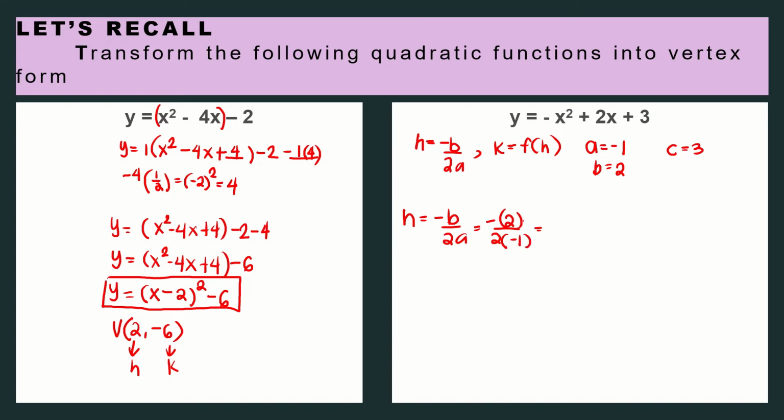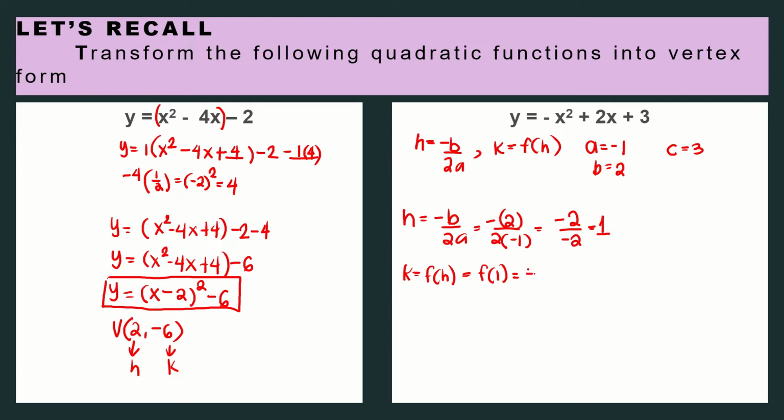So negative times 2, we have negative 2, all over 2 times negative 1, we have negative 2. So negative 2 divided by negative 2, that is positive 1. Next is we're going to solve for k. So k is equal to f of h. Take note that the value of h here is 1. So that's f of 1. We're going to evaluate the quadratic function by substituting the value of h equal to 1.